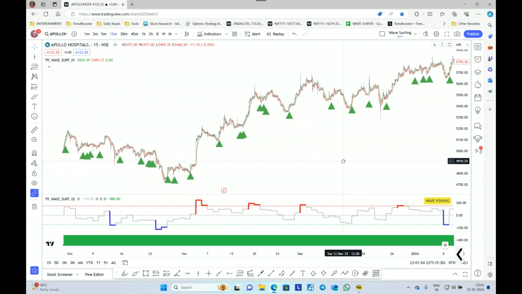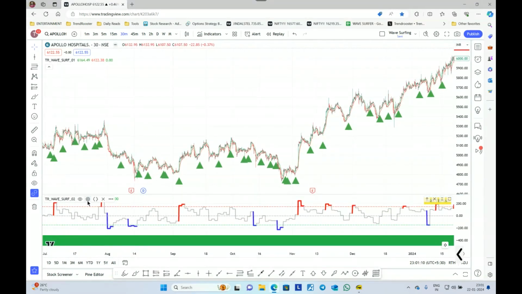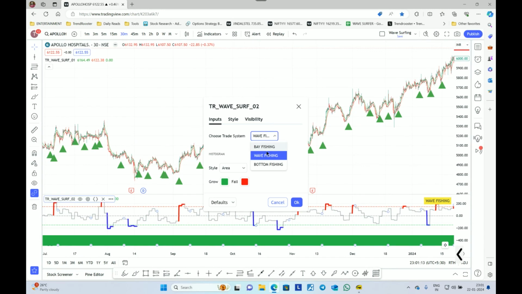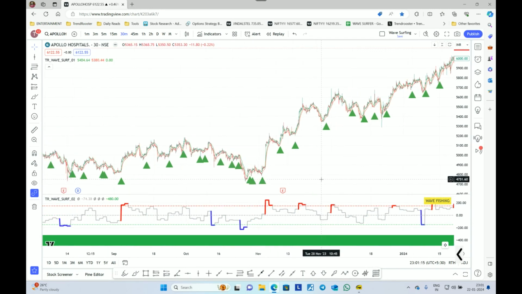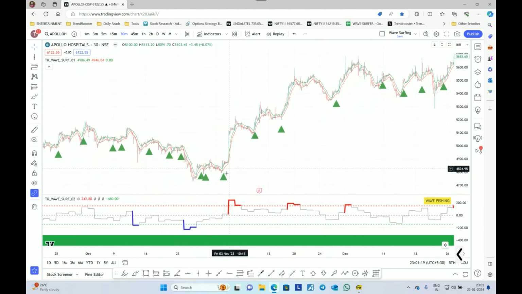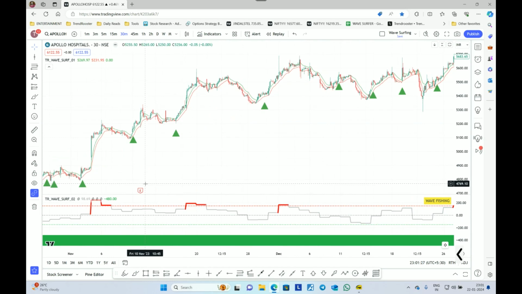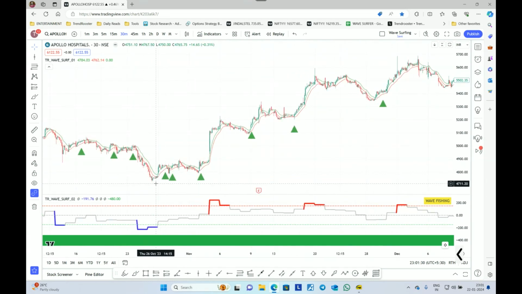Here I am in Apollo Hospital, the same as the previous example. Let me go back to the 30 minutes time frame, where I should be in wave fishing. This is our wave fishing entry and you're already profitable. Let me write it down again: market structure is up, pullback evaluation is done, you entered this position here, and this is your stop loss. 1:1.5 is already done, 1:2 is also done.